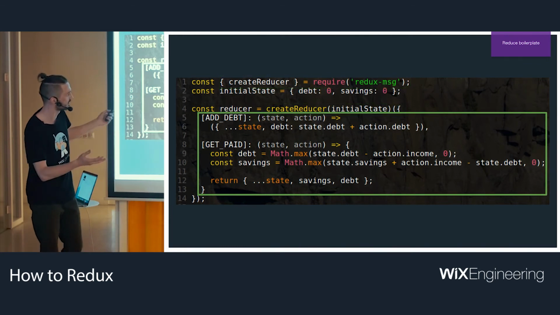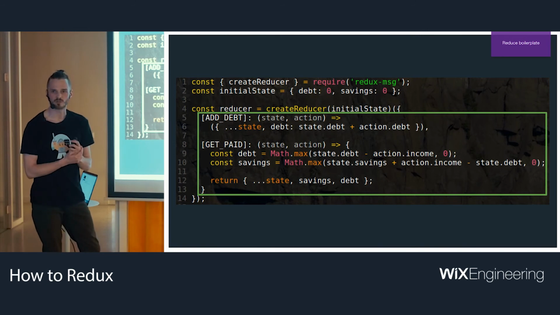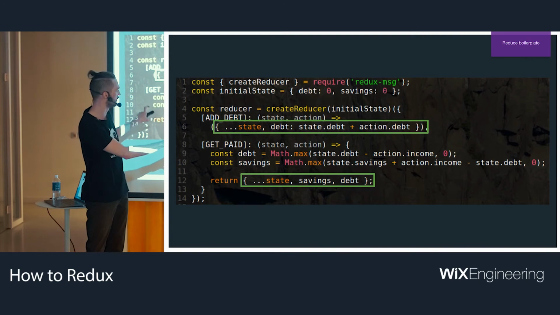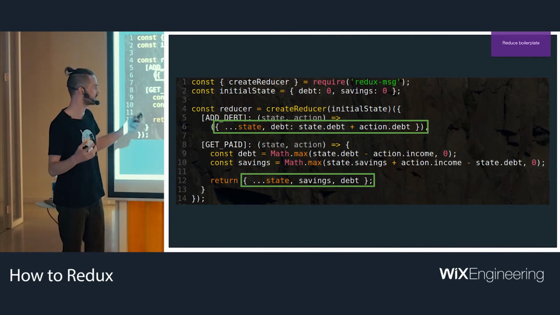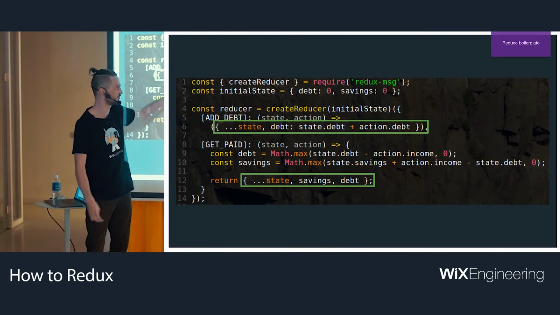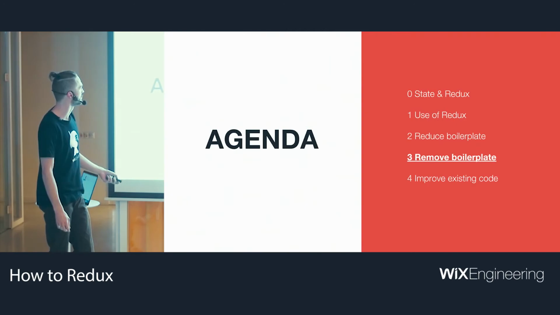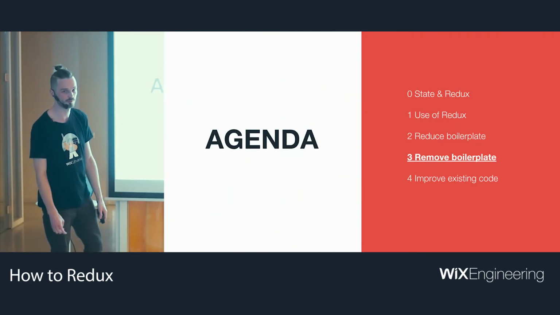OK, so as I said, all the actions remain the same, but still I would like to remove something more. I think that only these parts are really important. Like here, it's, of course, some calculations. But essentially, Redux should only care about the state changes and not even the reducer stuff. So let's take a look at how we can do that in the next section called remove boilerplate.